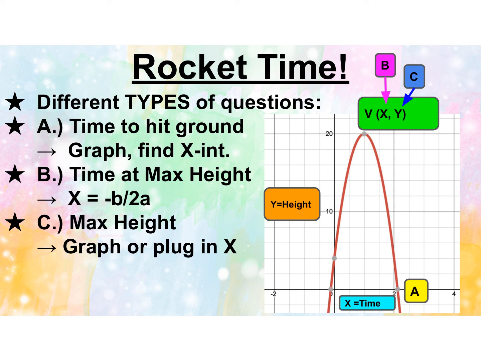So to recap, when you are finding when it hits the ground, that's your x-intercept, and you can either factor or use the quadratic formula. When is it at its maximum height? That's your b, and so that is x equals negative b over 2a. And then to find y, you're going to plug in that x.